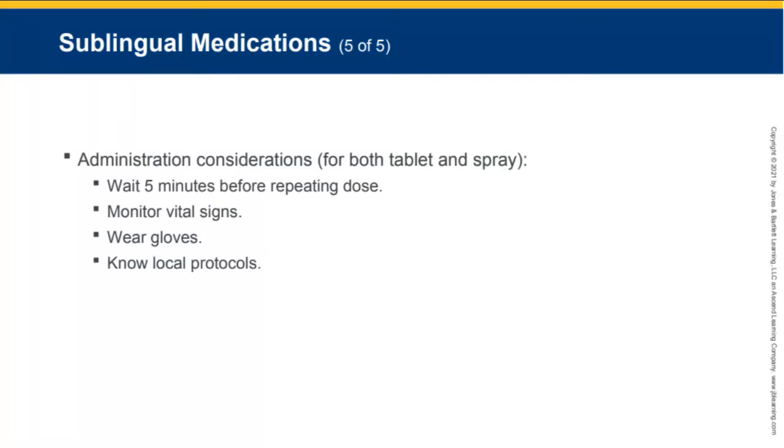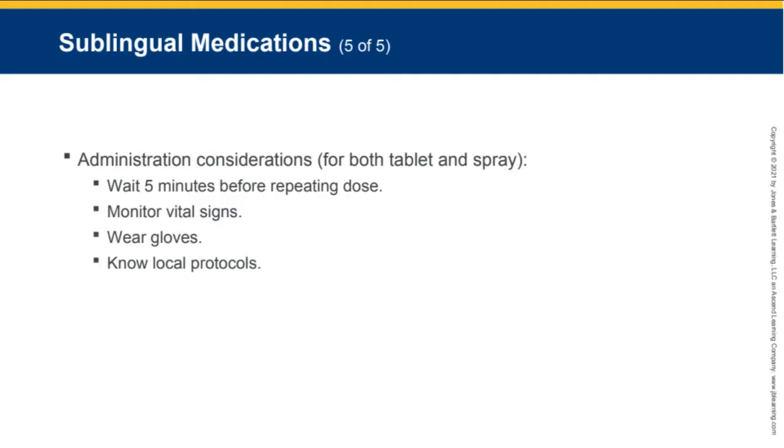Administration considerations for both the tablet and the spray. You have to wait 5 minutes before repeating the dose. Also very important, when you come on the scene and you see a patient with nitroglycerin, either the spray or the tablet, you have to ascertain how many doses were taken before, if any. You have to monitor the vital signs. Again, if the systolic pressure falls below 100 millimeters of mercury, you cannot administer nitroglycerin.